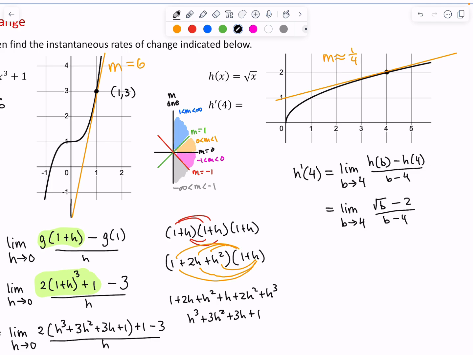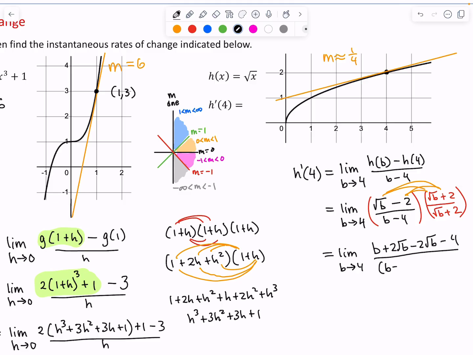Now to simplify this one, we're going to rationalize the numerator. So I'm going to multiply the numerator and denominator by the conjugate of the numerator, which will be radical b plus 2. Now I'll FOIL the numerator, but I'll leave the denominator factored. Radical b times radical b is b, plus 2 radical b, and then minus 2 radical b, and then minus 4. All over, and then leave factored b minus 4 times radical b plus 2.